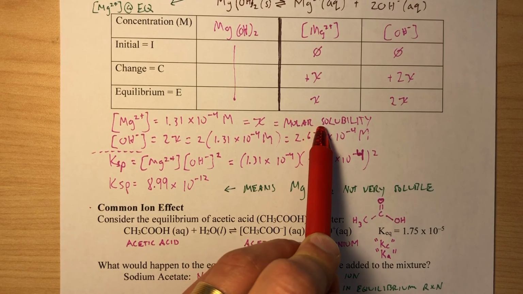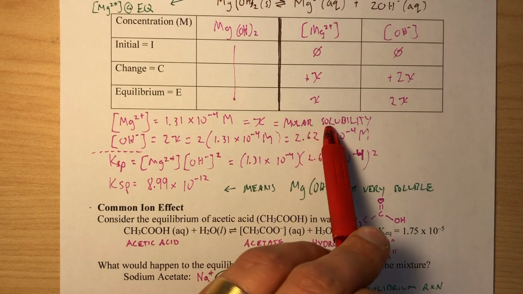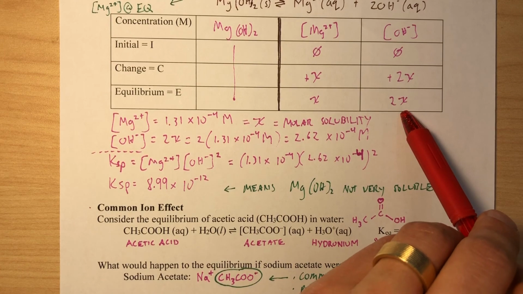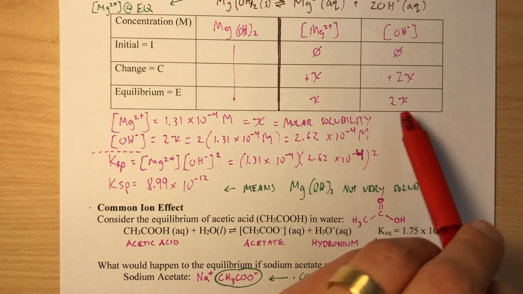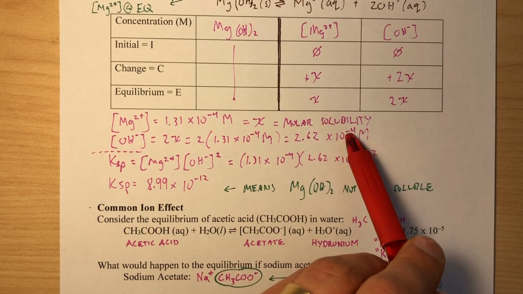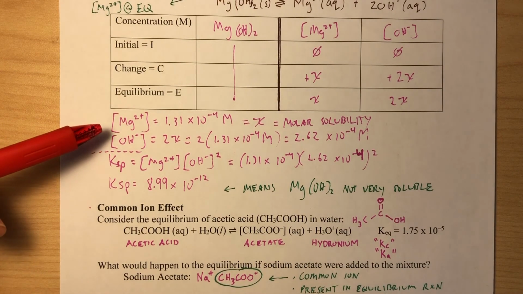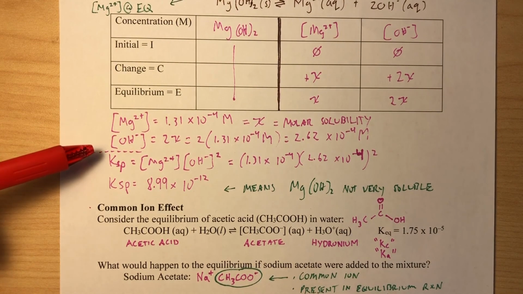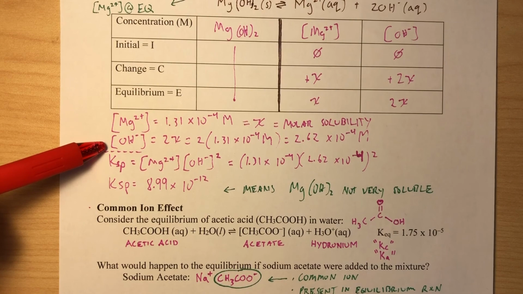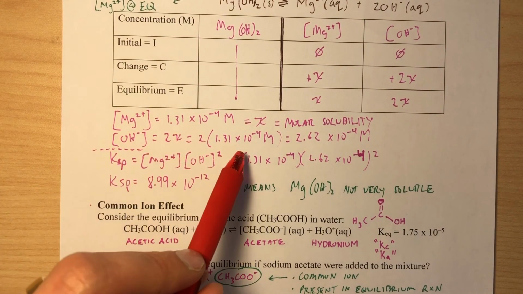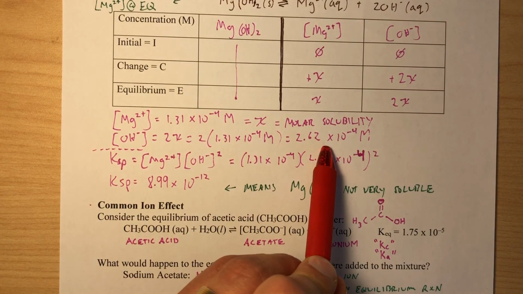If we were given the hydroxide concentration at equilibrium, that would be 2x, and we would actually have to divide by 2 to isolate the x term, our molar solubility. But in this example, we have magnesium 2+. The hydroxide concentration is then equal to 2 times that, which is equal to 2.62 times 10 to the negative fourth molar.